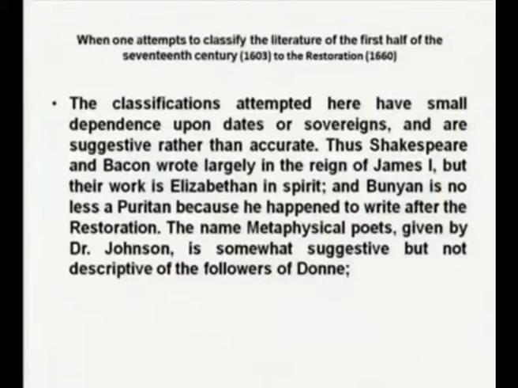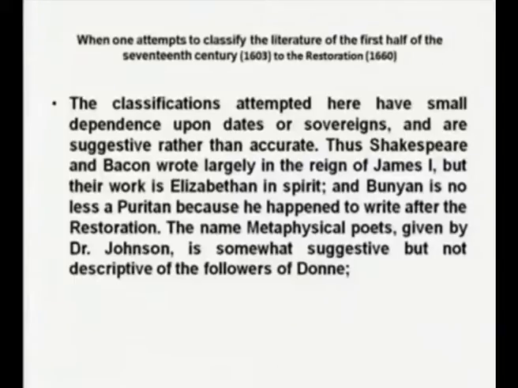When one attempts to classify the literature of the first half of the 17th century, 1603 to the Restoration, we find that the classifications attempted here have small dependence upon dates or sovereigns. I have already told you that when we try to divide the ages into different phases of English literature, these lines are not absolute, but they are flexible. They depend upon dates of sovereigns and are suggestive rather than accurate.